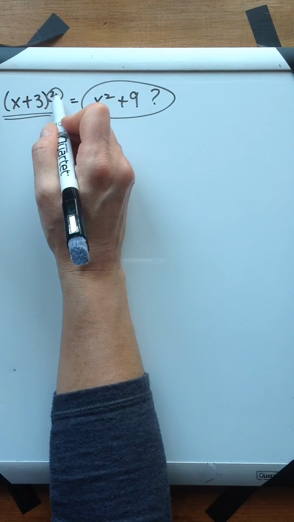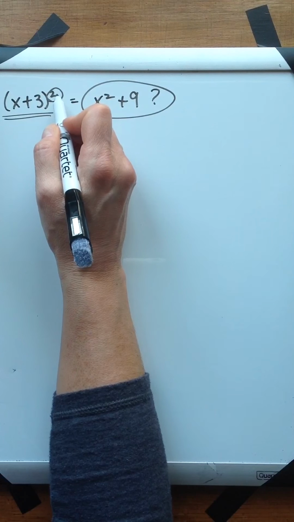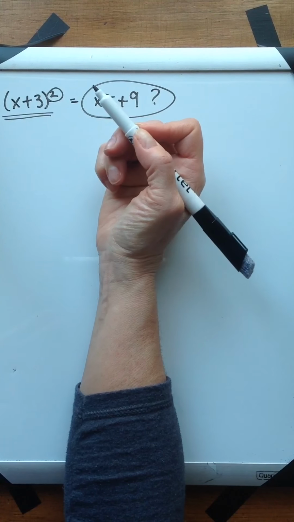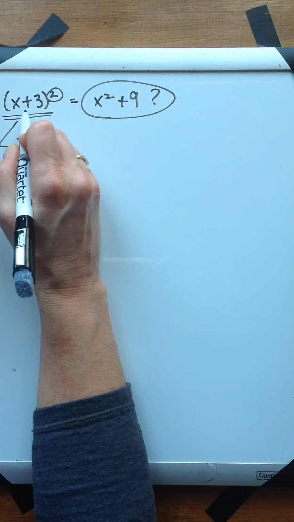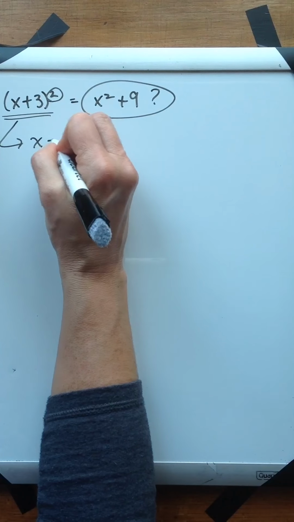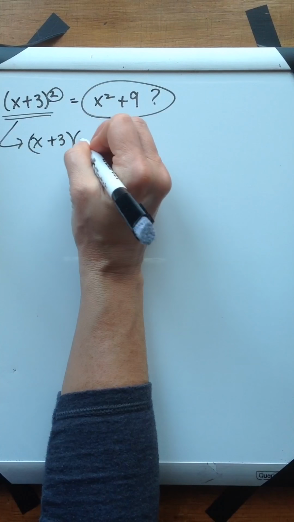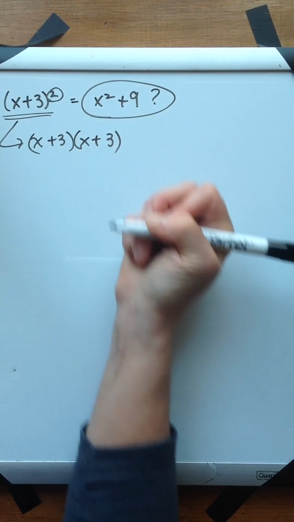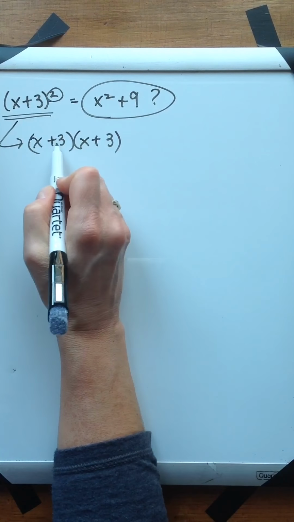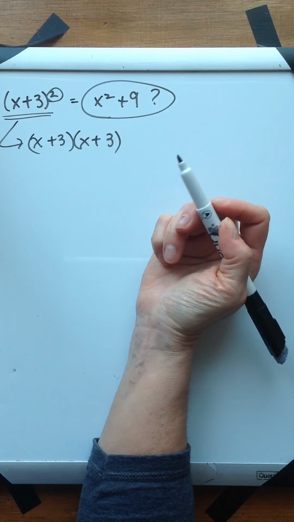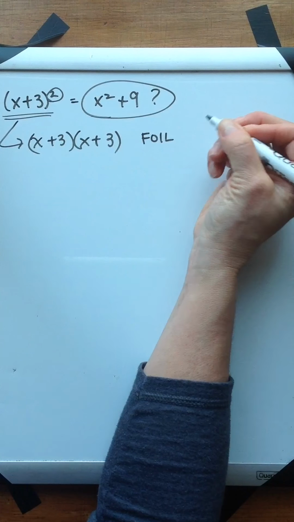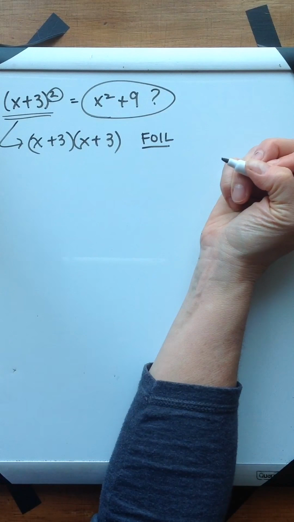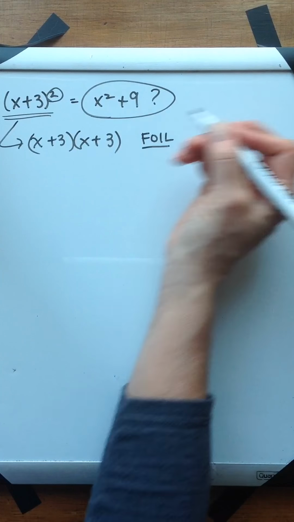Well, we have to think about what exponent notation truly means. Exponent notation means repeated multiplication of the base times itself that many times. So when we see this, we need to think of it as being x plus 3 times x plus 3. Now, as soon as we see a binomial times a binomial, we learned in the previous lesson that this means we need to enact the principles of FOIL to expand it and to simplify it.